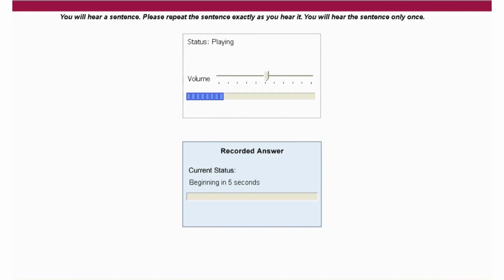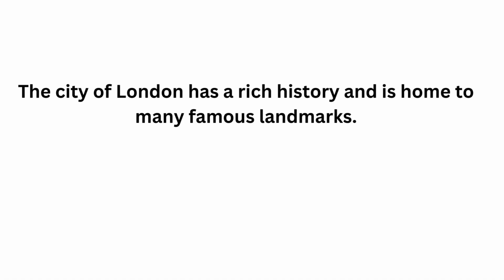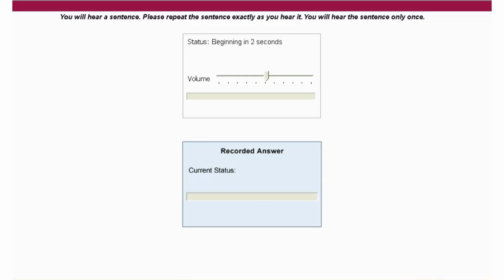The City of London has a rich history and is home to many famous landmarks. Some people believe that technology is making our lives easier, while others think it's making us lazier.